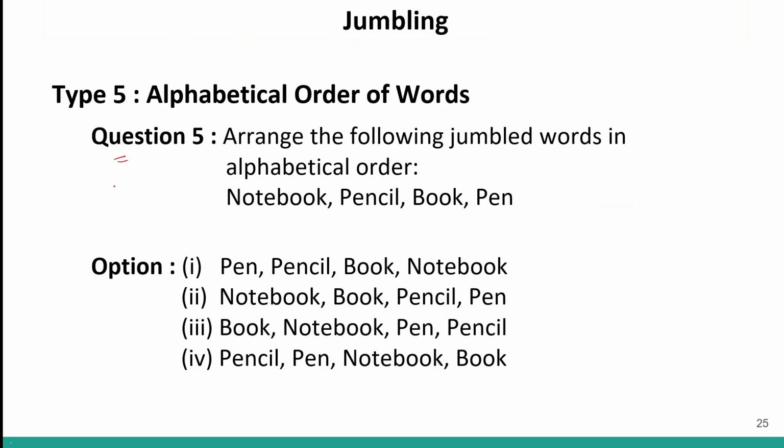Now, question number 5. Notebook, pencil, book and pen. So B is 2, P is 16 over here, and notebook is what? N is 14. So first will be book, then I'll have notebook.